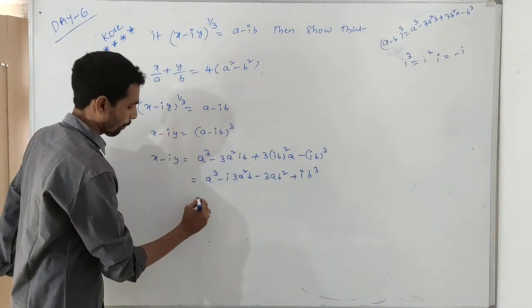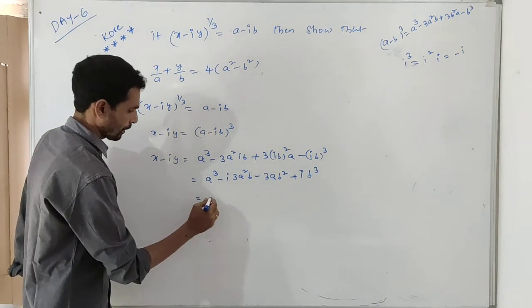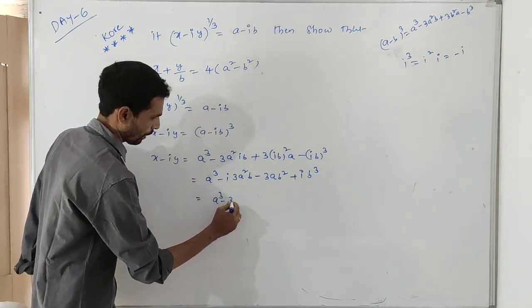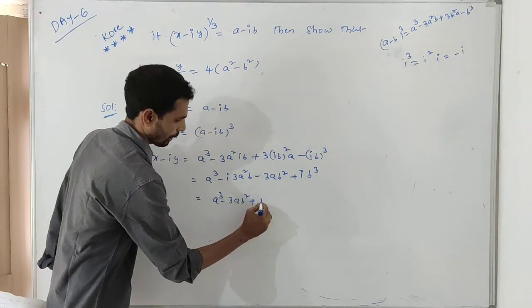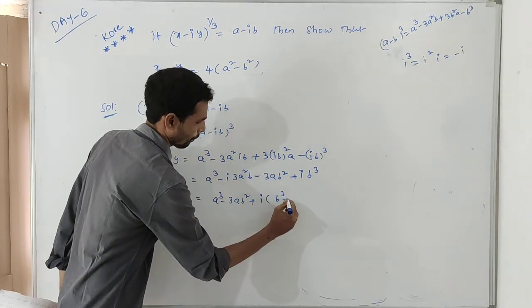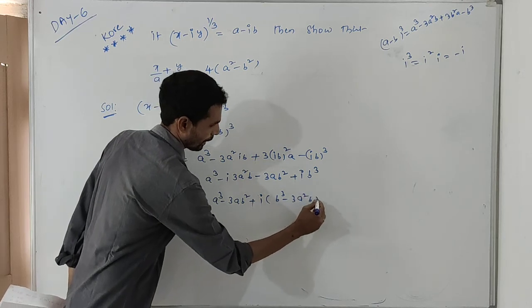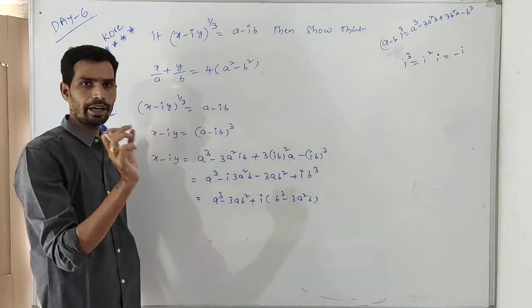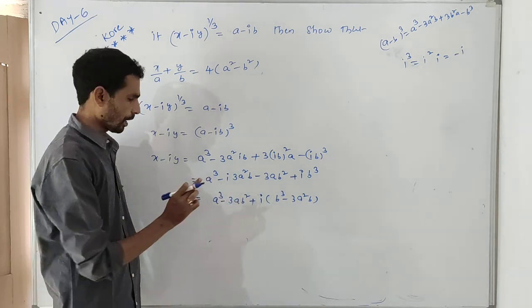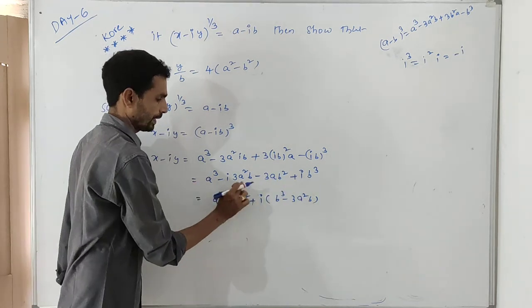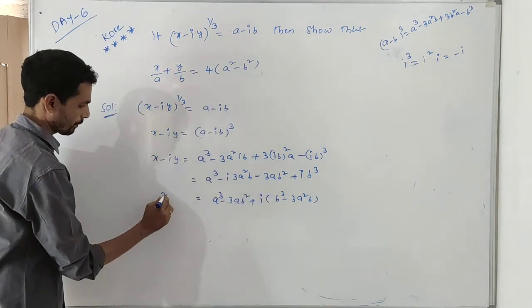Now we separate the real part and imaginary part. What is the real part here? The real part is a³ − 3ab², plus i is common: b³ − 3a²b. Any doubt? Real part means without i terms, a³ − 3ab². Then i is common: b³ − 3a²b. This is what we call x − iy.